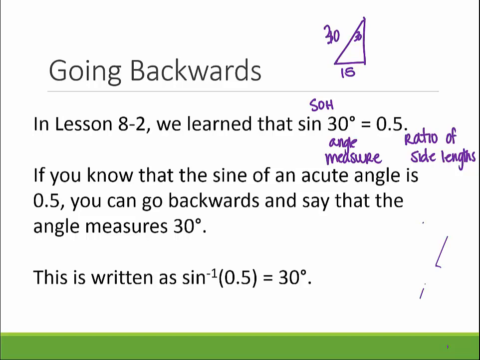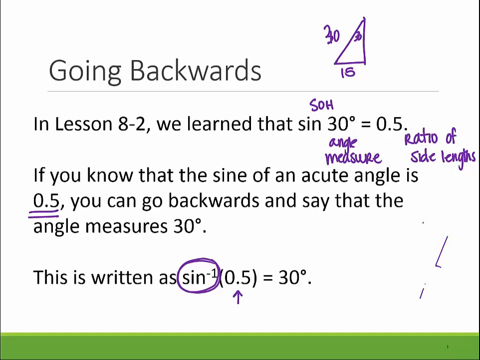But now we're going to kind of go backwards. If we know that our ratio, or that the sine of an angle is 0.5, we can go backwards and tell what the angle measure is. So we're going to do inverse trig functions today. And they look like this: sine, cosine, and tangent with a little -1 kind of as the exponent. And what it's saying is we want to go backwards.